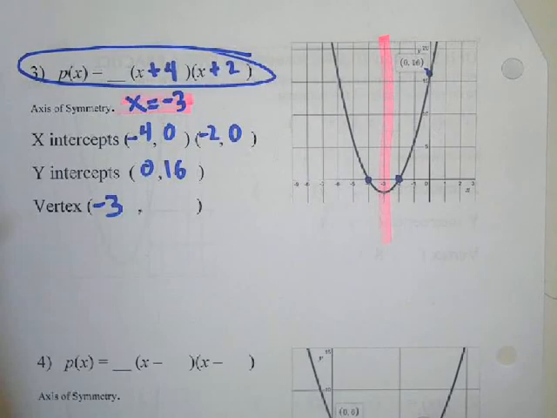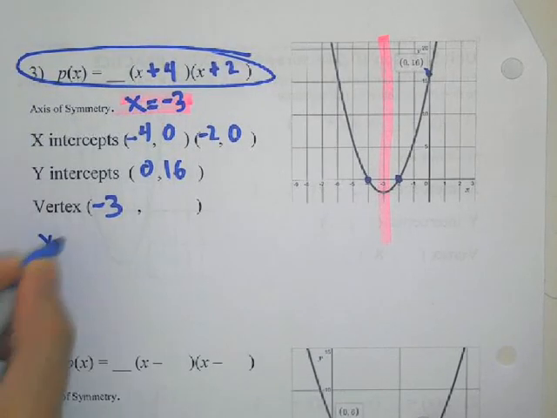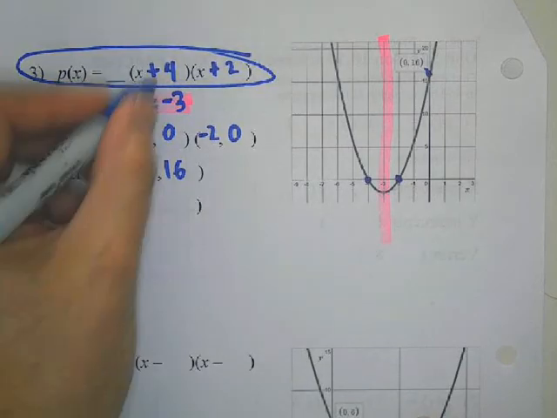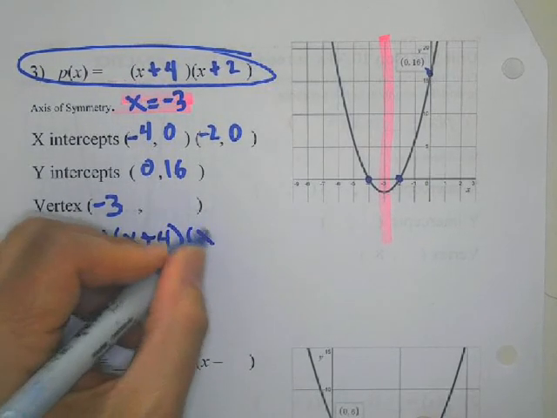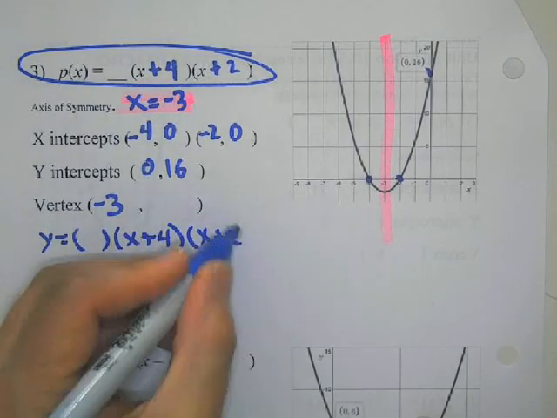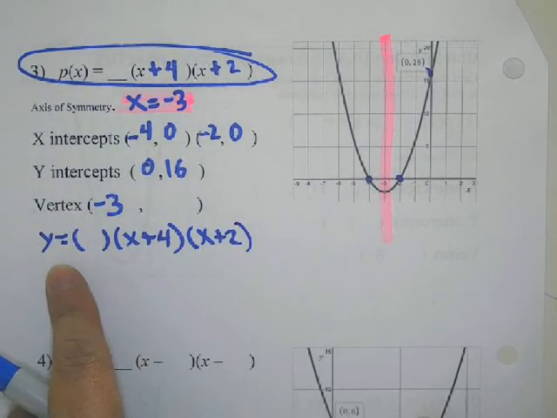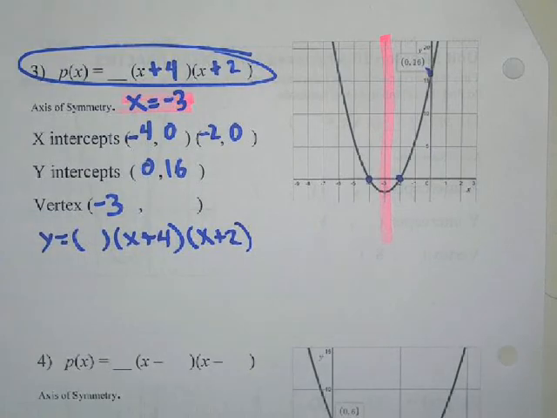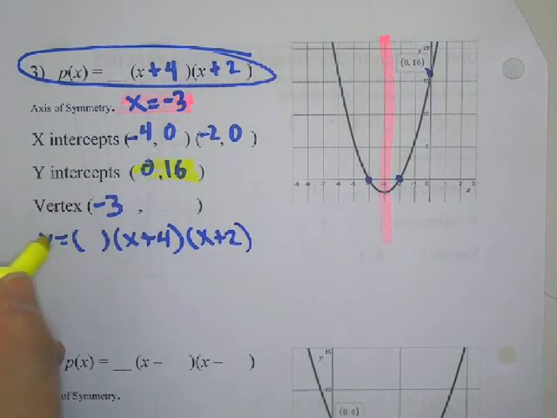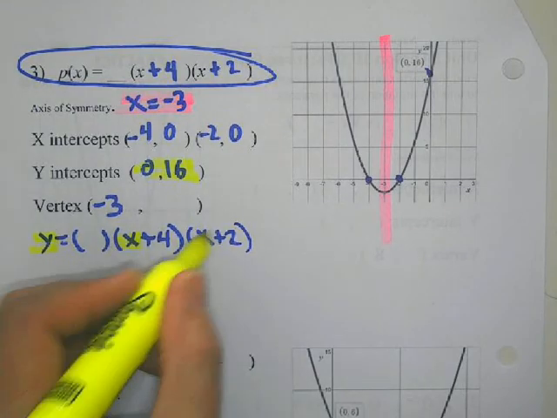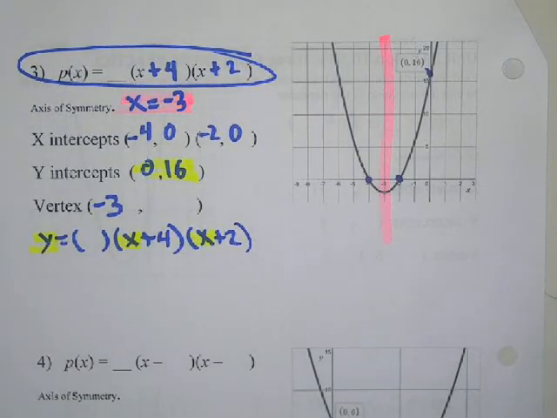Okay, so now I'm going to rewrite this equation. Y equals the missing value times x plus 4 and x plus 2. Okay, and so using the y-intercept, that's going to help me find this missing value. Okay, I'm going to replace x with 0. I'm going to replace y with 16.